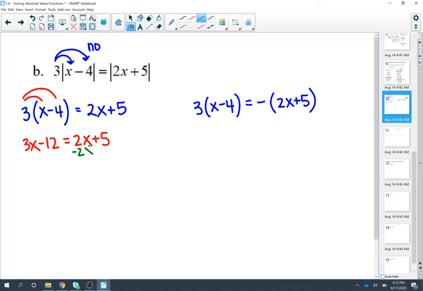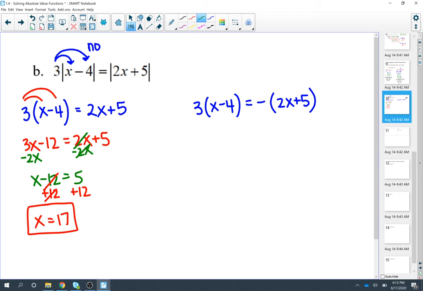Subtract 2x, subtract 2x. X minus 12 equals 5. Add 12, add 12. X equals 17.